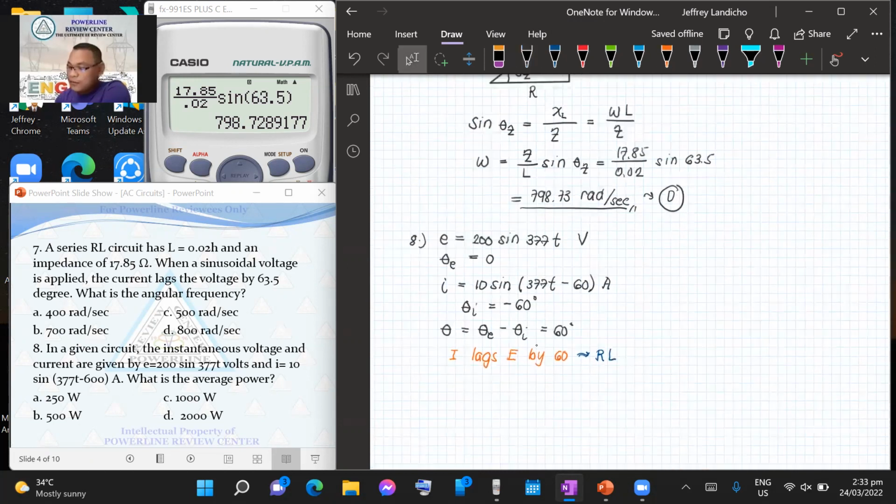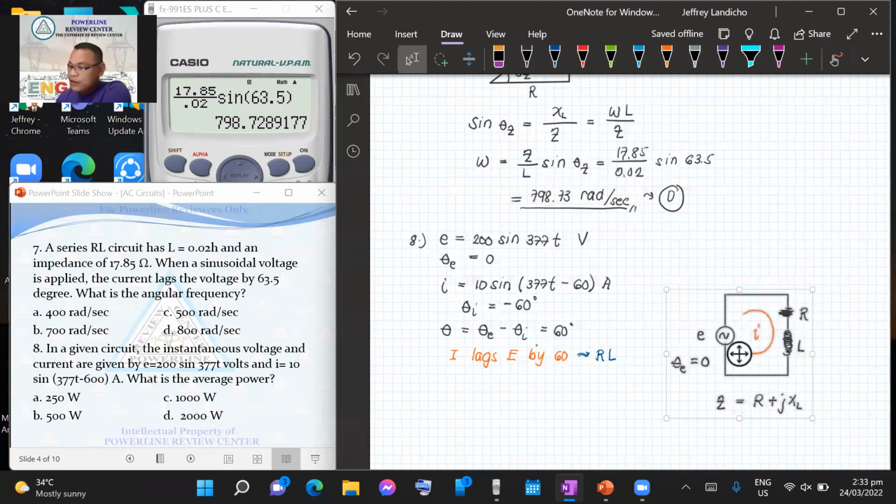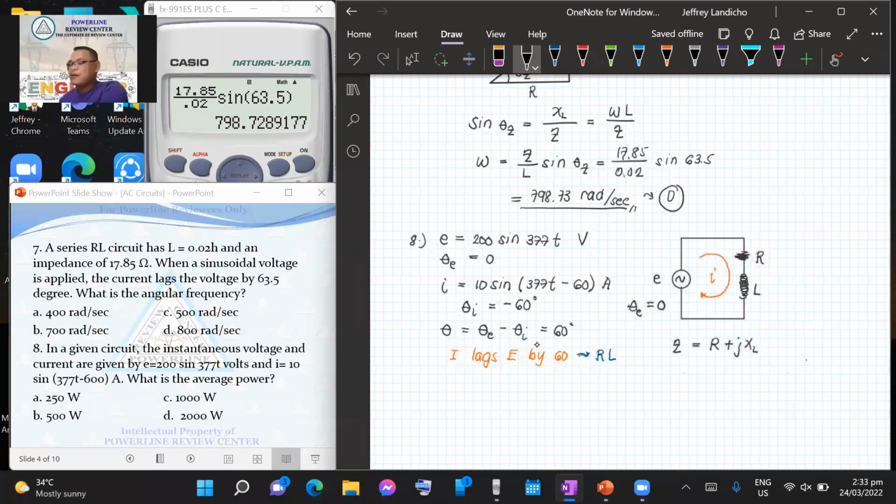So ano hinahanap ng problem? No? So ito ngayon yung ating circuit. So we have the equivalent circuit, RL. So based on the phase angle, nalaman natin na RL circuit yan. So sino hinahanap? What would be the corresponding power? So sinong power? So based on the given unit, that is what? Real power. So ano na ba yung tawag dyan sa real power?